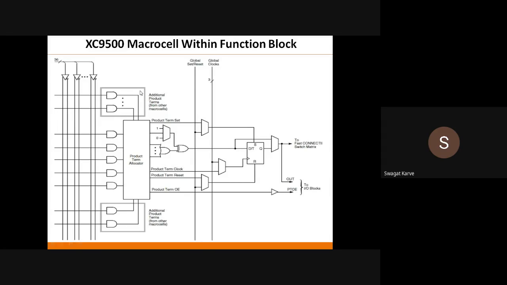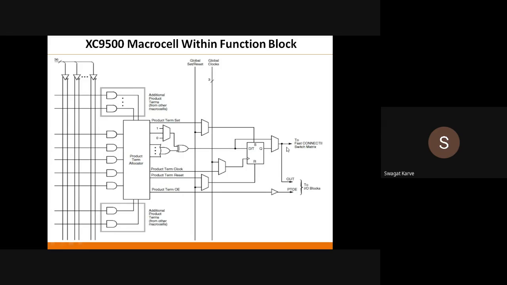So this is the additional product term. This is the product term allocator. Okay, then again this is the additional product term. Then this product term allocator is connected with different multiplexers, right? And that multiplexer is for global set reset and global clocks. These are the control pins or control signals you can use. And again this multiplexer connects with this D flip-flop and also the SR flip-flop. It is a 2-in-1 flip-flop. This can be a D flip-flop or toggle flip-flop or an SR flip-flop.